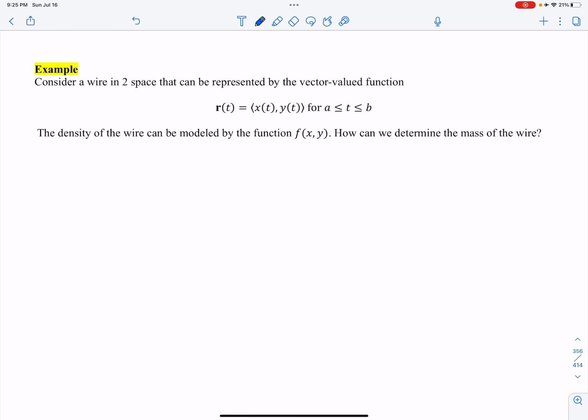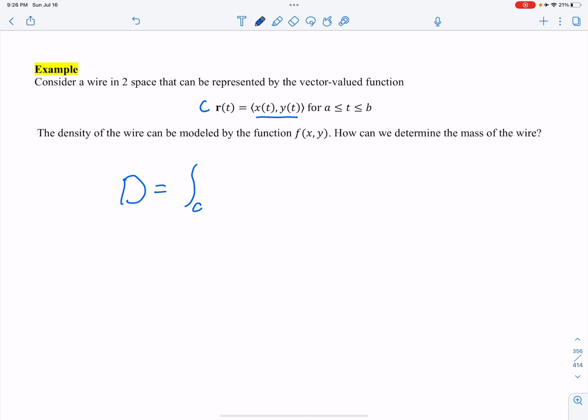Consider a wire in 2 space, so same thing, but now it's a generic path. It's not a straight wire, a generic wire. The density of the wire can be modeled by the function f, same situation. How can we determine the mass of the wire? Well, the mass is just going to be what we call an integral. It's a line integral, and we just put the path down there.